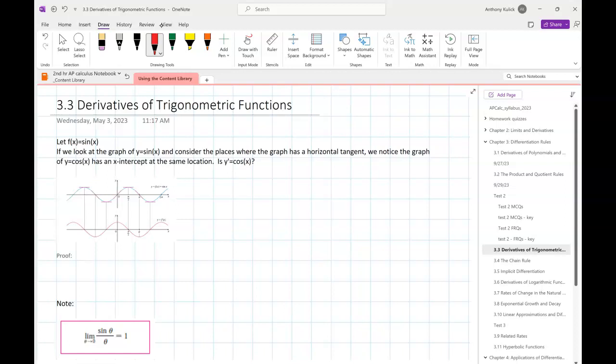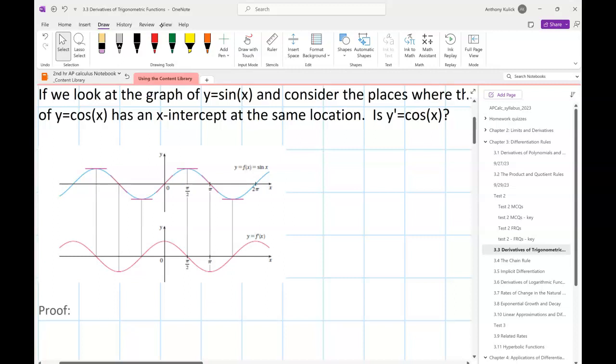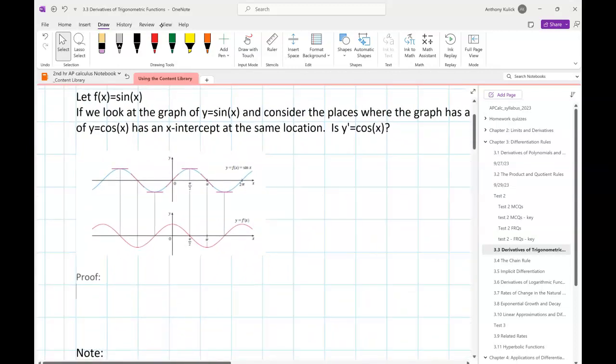So this was an observation that we made already earlier in a homework problem. If we look at f of x equals sine x, and we look at all the places where we have a horizontal tangent or a tangent that's positive 1 or negative 1, those seem to line up with the x-intercepts for the cosine function and the maxes and mins on the cosine function. And we might guess that the derivative of sine is cosine, right? This was something we did in a homework problem way back in chapter 2.